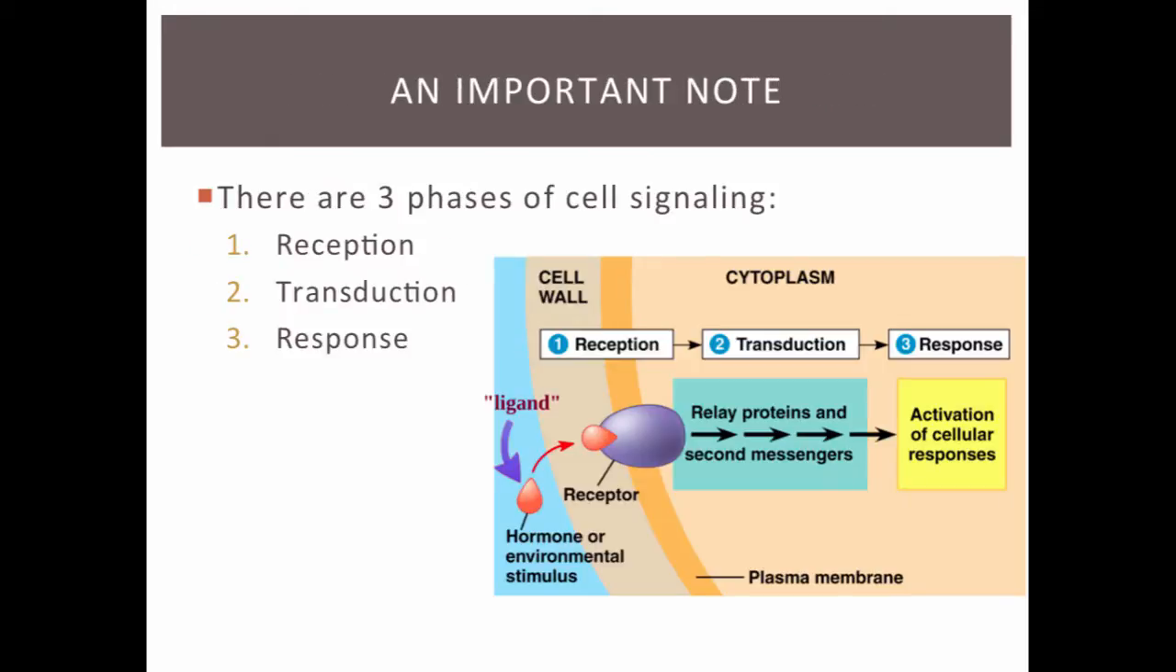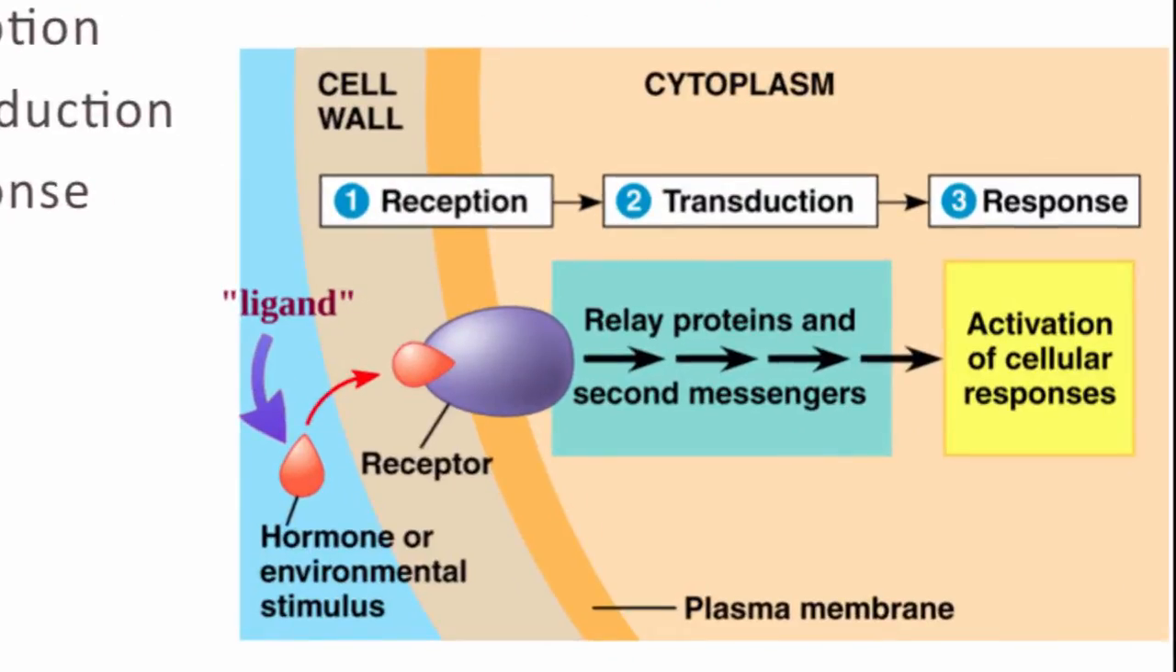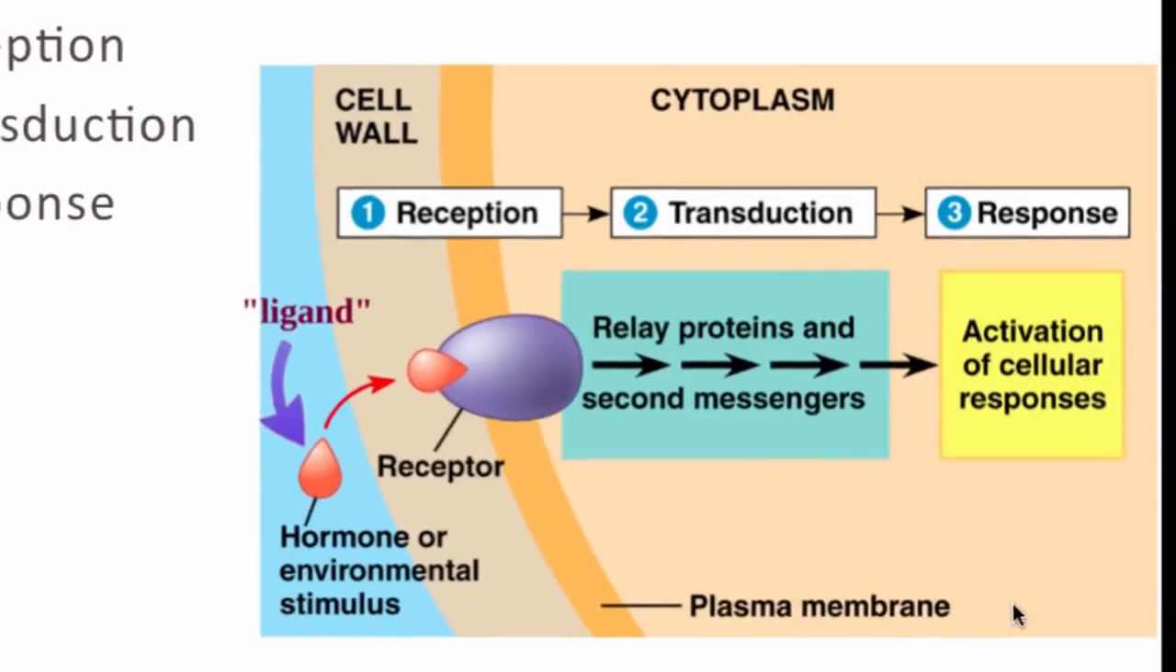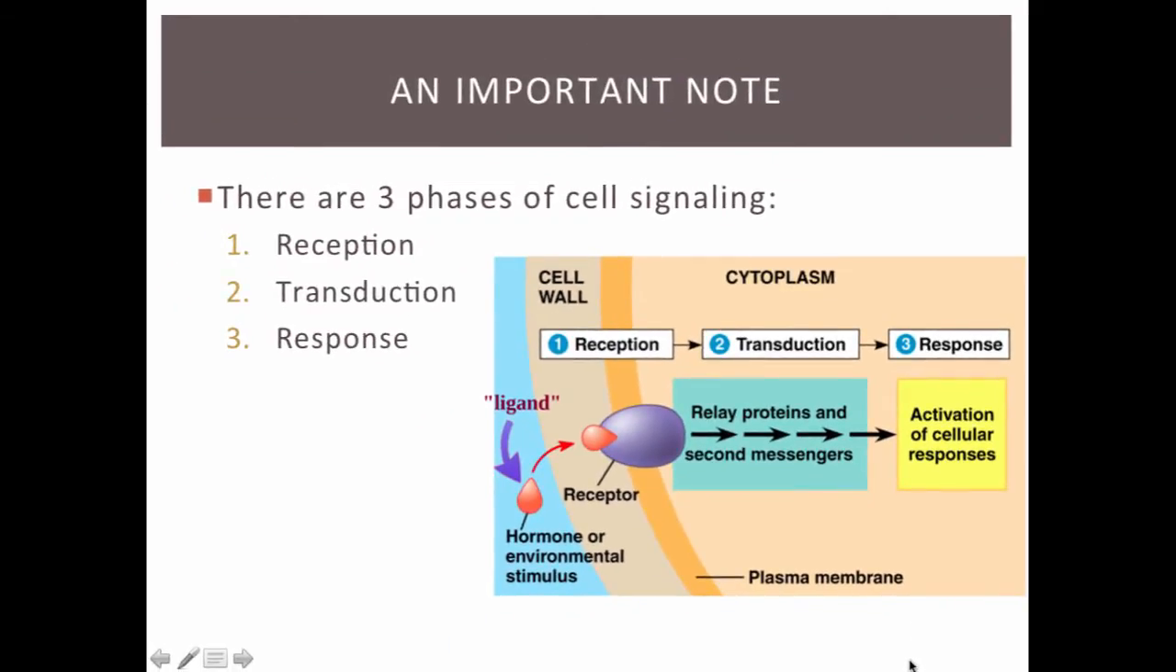Before we dive into the details, it's important to mention that there are three phases of cell signaling: reception, transduction, and response. Reception is the process by which a signal binds to a receptor either on the surface of the receiving cell or a receptor that's in the cell's plasma membrane. Transduction is a series of steps that involves the passing of the original message through the cell through a series of relay proteins and secondary messengers. Response often involves the activation or deactivation of a particular gene. So reception, transduction, and response.